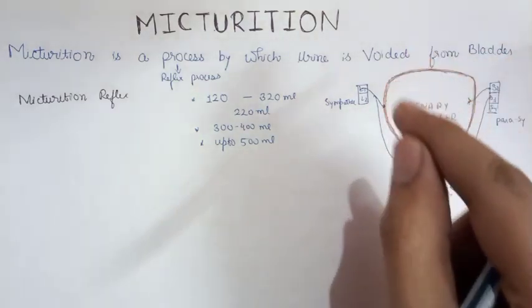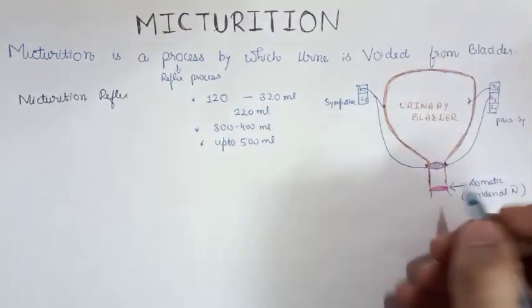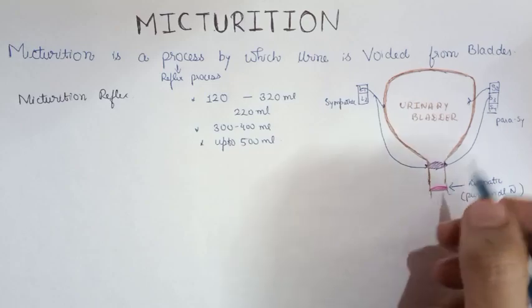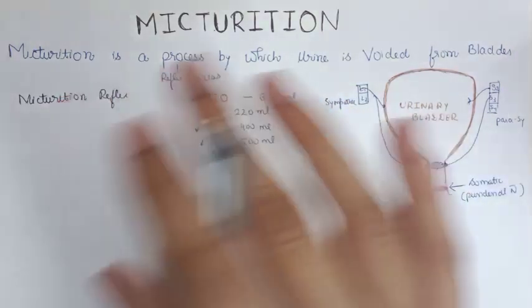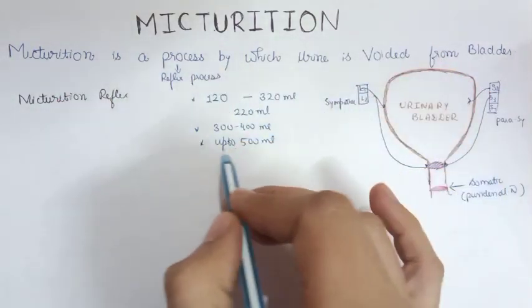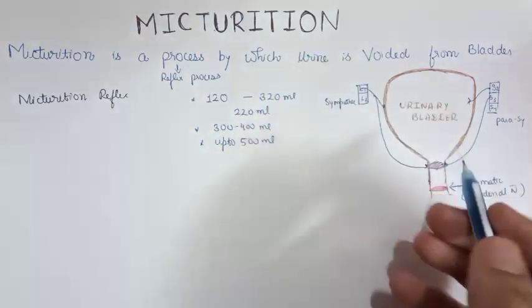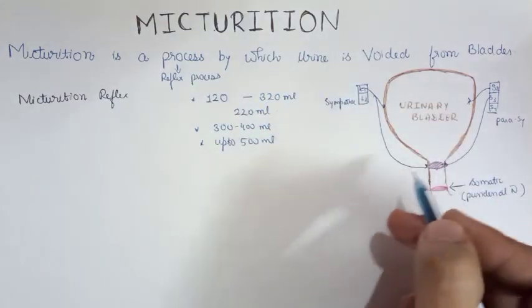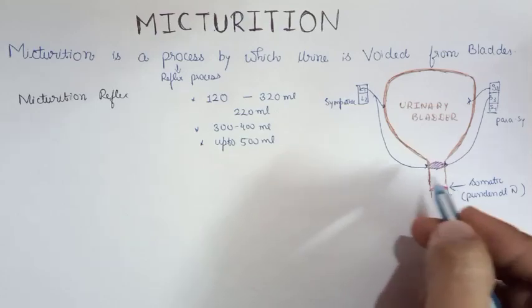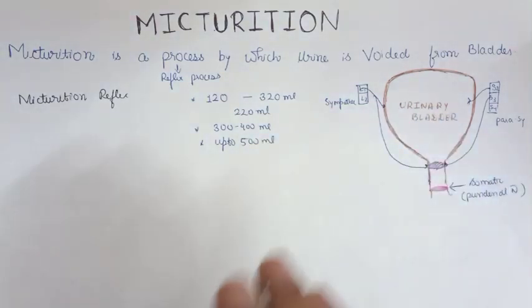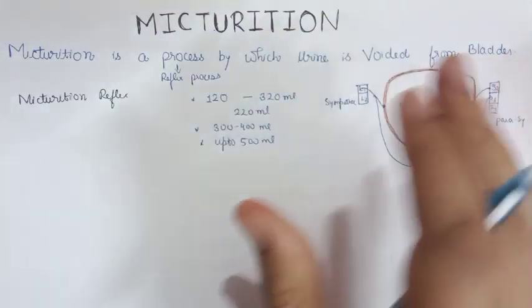See, in the whole process, the only controllable part is the external urethral sphincter. Internal urethral sphincter is not under our control. So when I say up to 500 ml it is voluntary, it means we are able to control the somatic nerve innervation of the external urethral sphincter. So this was about the general volume or the filling of the bladder.